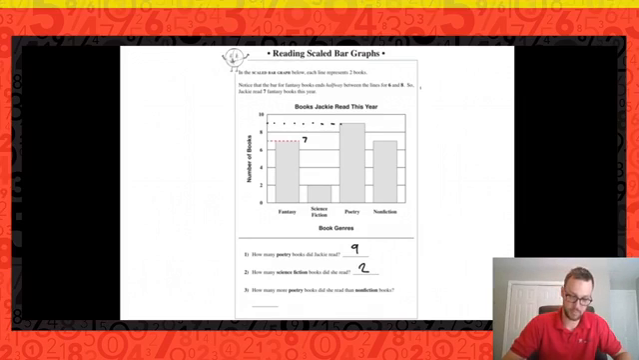Nice job. So how many more poetry books did she read than nonfiction books? Well, we already know from number 1 that she read 9 poetry books. So now we just have to figure out nonfiction books. That looks like 7 to me. And if we know she read 9 poetry books, she read 2 more. Nicely done.